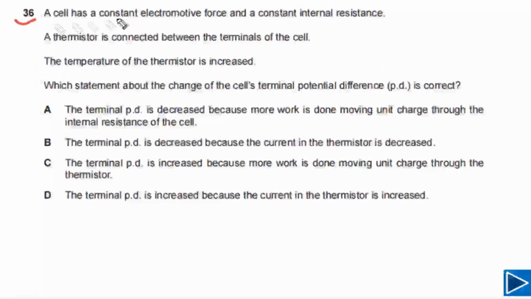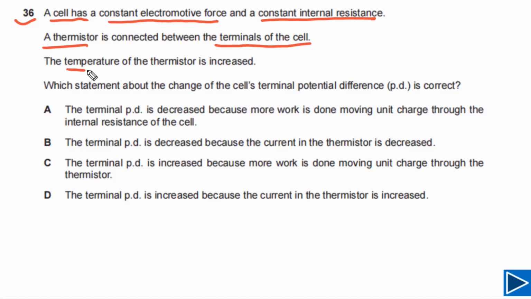For question number 36, it is given to us a cell has constant electromotive force and constant internal resistance. A thermistor is connected between the terminals of the cell. The temperature of the thermistor is increased. We need to find out which statement about the change of the cell's terminal potential difference is correct.